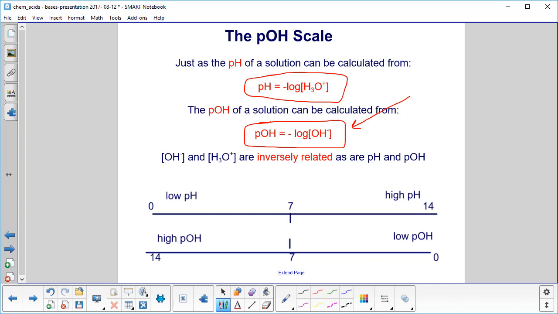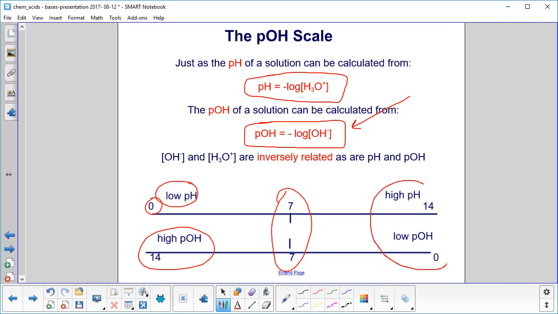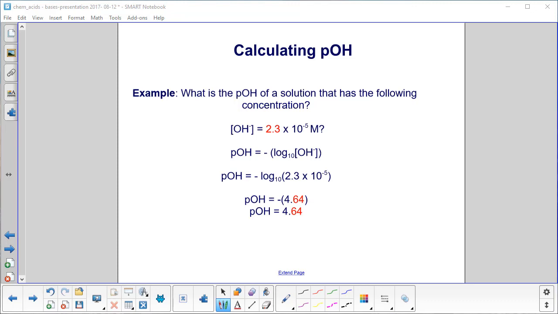Now these concentrations are inversely related, as we talked about earlier. Therefore, pH and pOH are also inversely related. So when you have a low pH, such as 0, you'll have a high pOH, like 14. They both meet in the middle at 7, and then you have a high pH of 14 and a low pOH of 0. Let's calculate the pOH of a solution that has the following concentration right here.